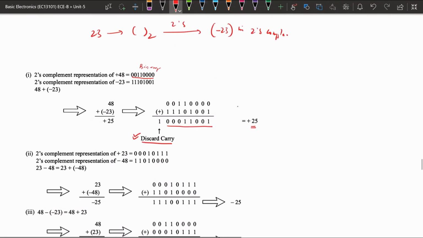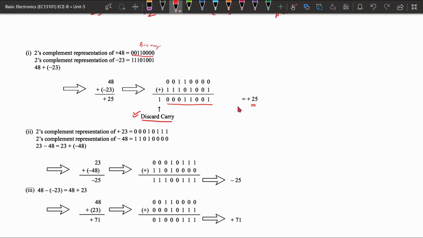Similar is the example if we are doing 23 minus 48. So next we are performing 23 minus 48, or we can consider it as 23 plus minus 48. So we will write 23 in binary, then take the 2's complement of 48, which will represent minus 48. Then we add them, and it will give out the result.